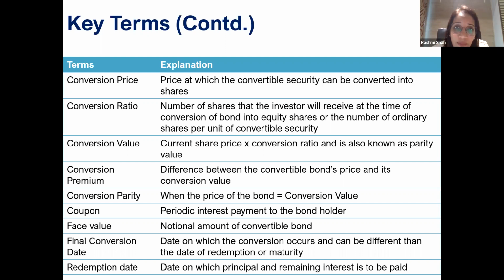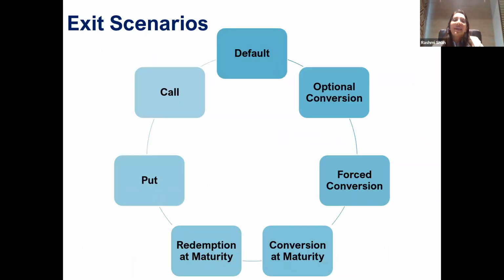Now, why are these concepts important? Because when you go to value mixed breeds like OCDs, for example, there you will have to value the bond as a straight bond or a plain vanilla bond, plus the value of the option on the stock. So that is why you will require the cash flows to get the value of the instrument as if it was going to get redeemed. So these were key terms. We'll just see some of the exit scenarios in which cases the conversion could happen.